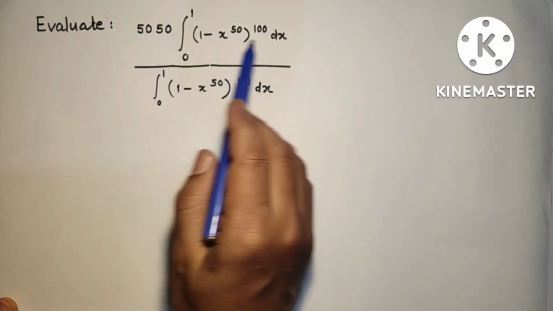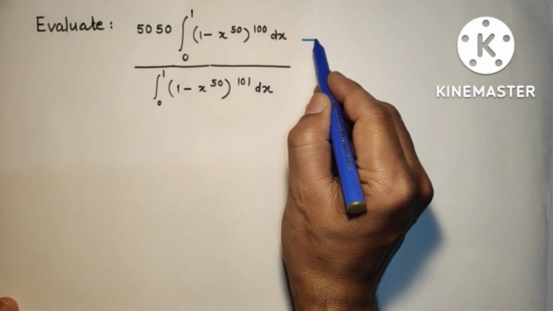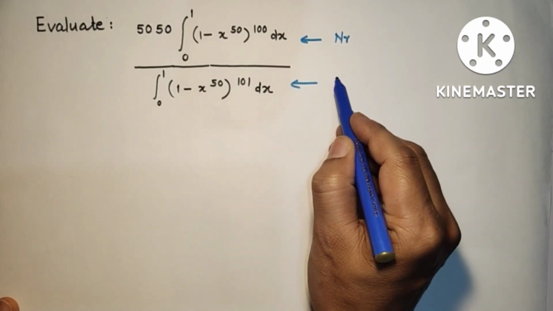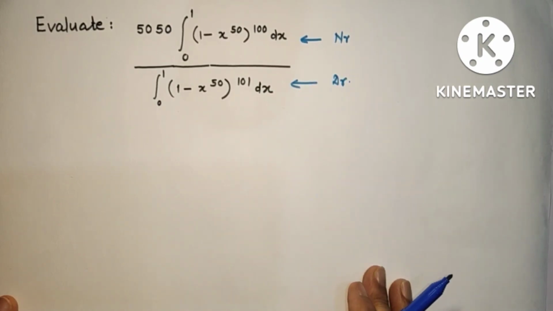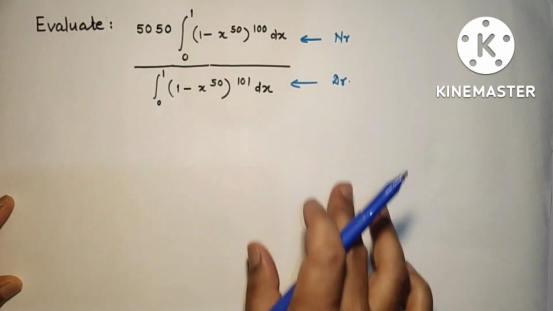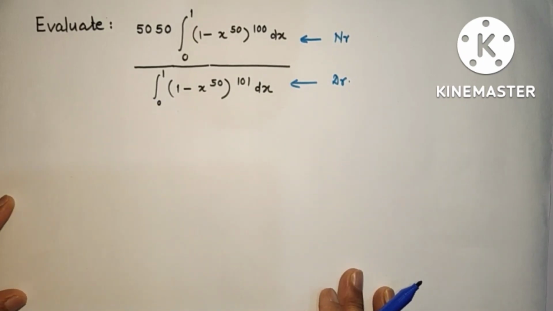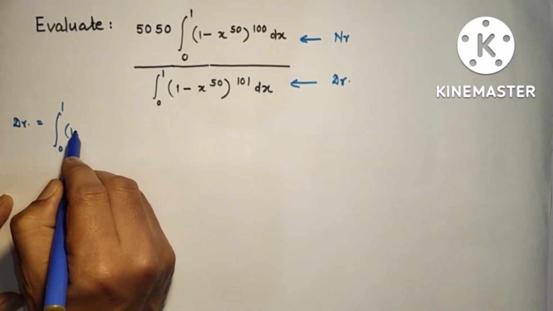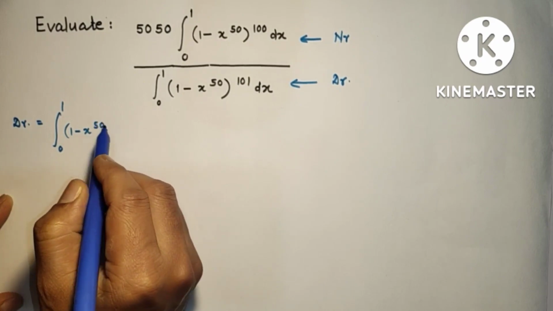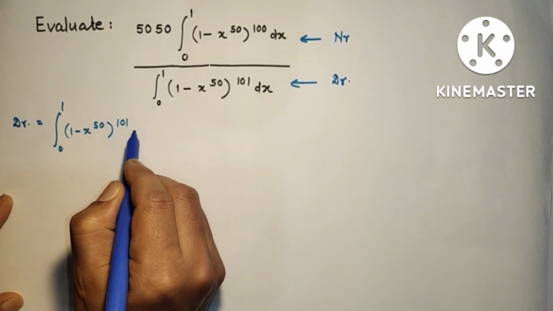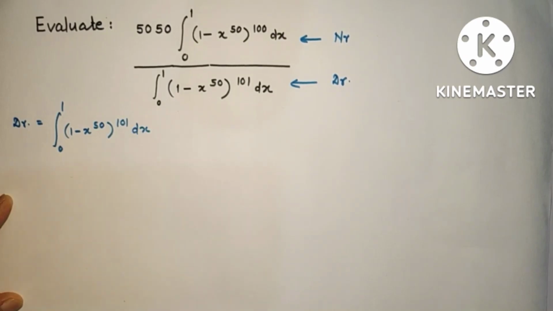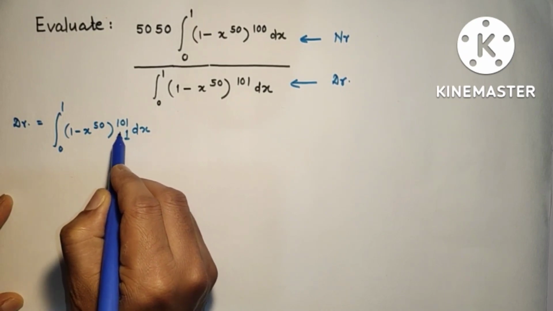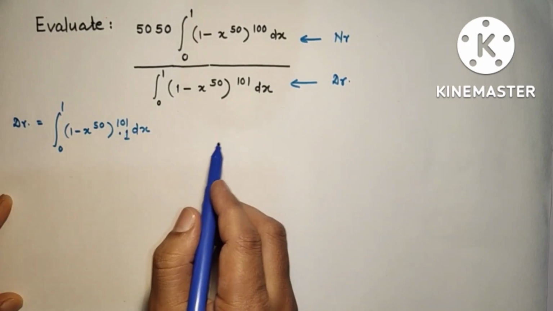So this is numerator upon denominator. Let us suppose this is numerator and this as denominator. First we will solve this denominator using integration by parts, and the denominator is the integral from 0 to 1 of (1 minus x raised to the power 50) raised to the power 101 dx, and to integrate it take 1 as second function and use integration by parts.